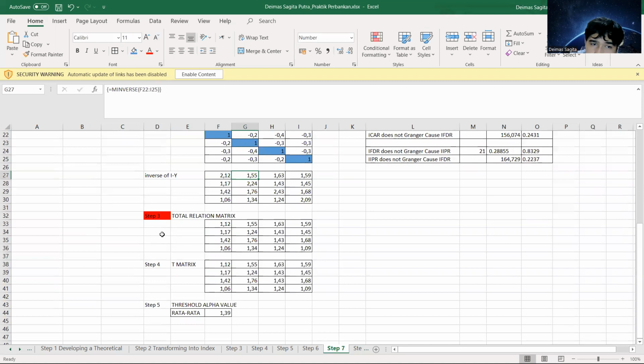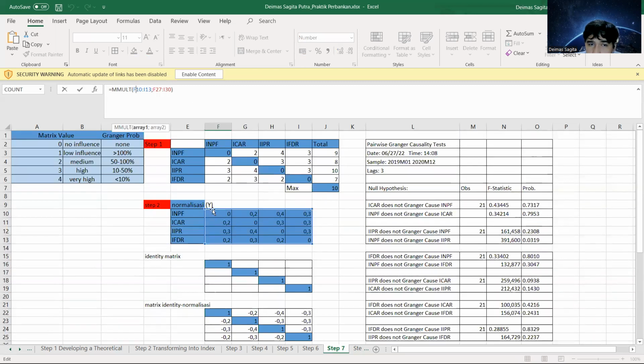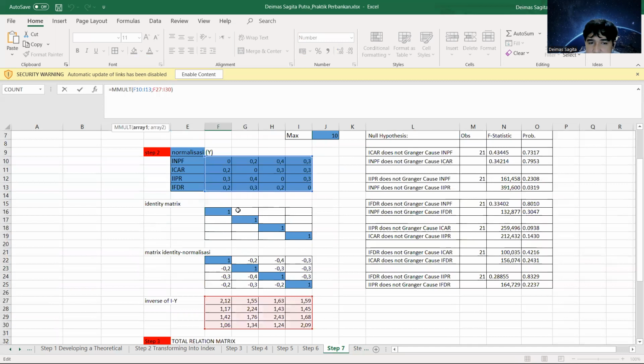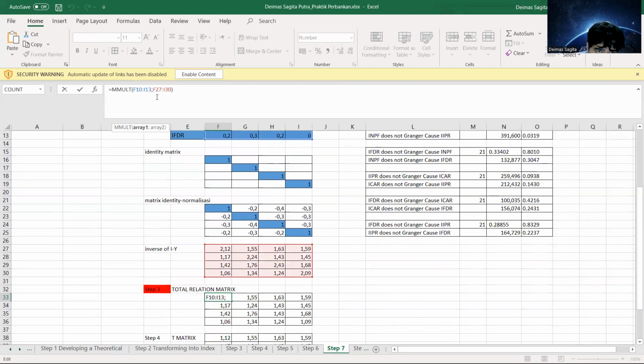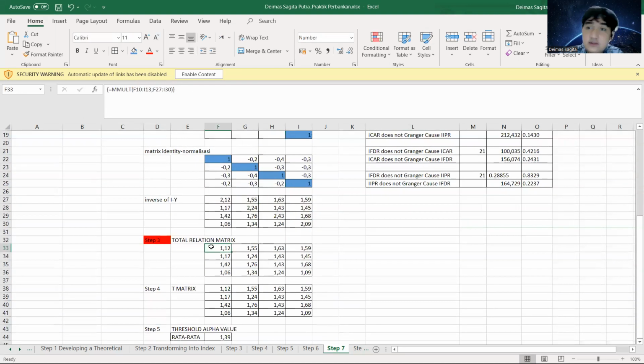Next is here, step 3, total relations matrix. The formula is equal m multiply, means here, block the data from step 2 normalizations, and then block the data of the inverse of I minus y. It's like that. Just use enter, and then we get the value for step 3.